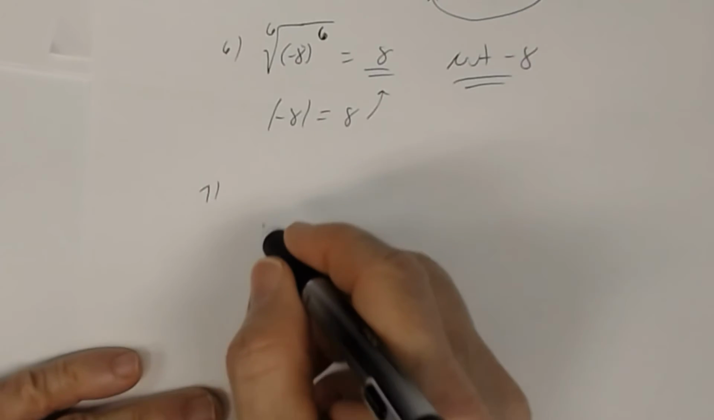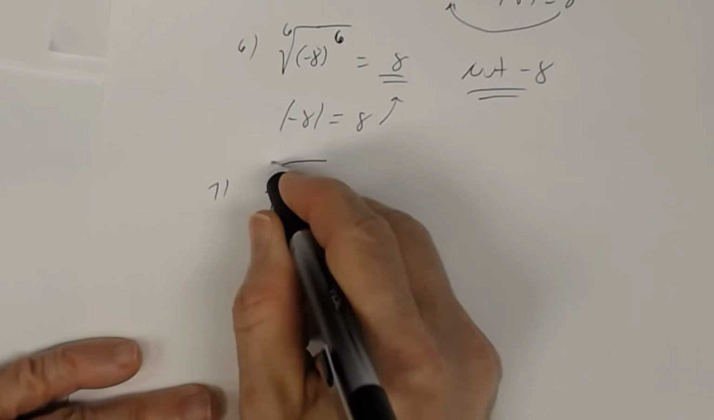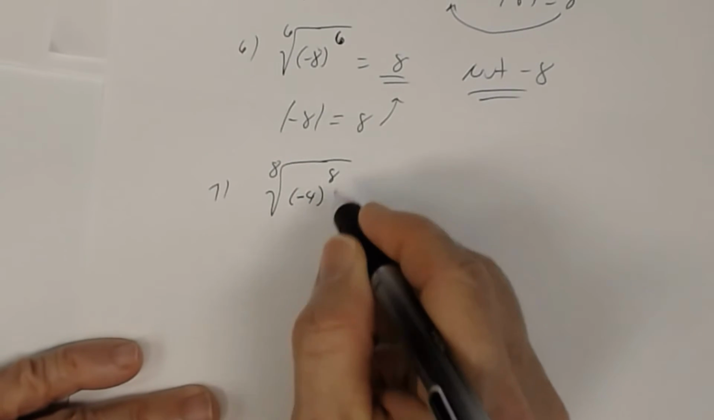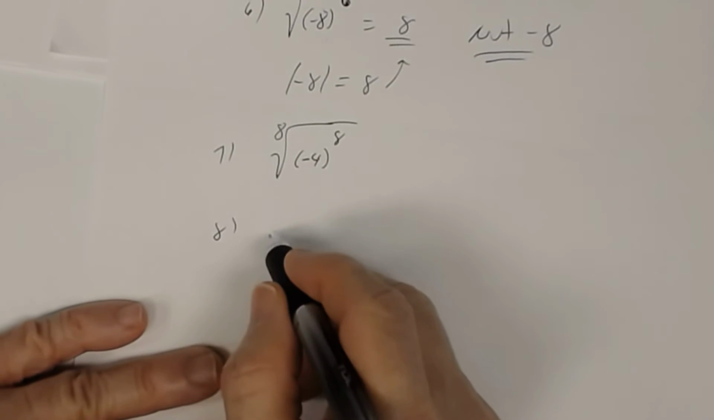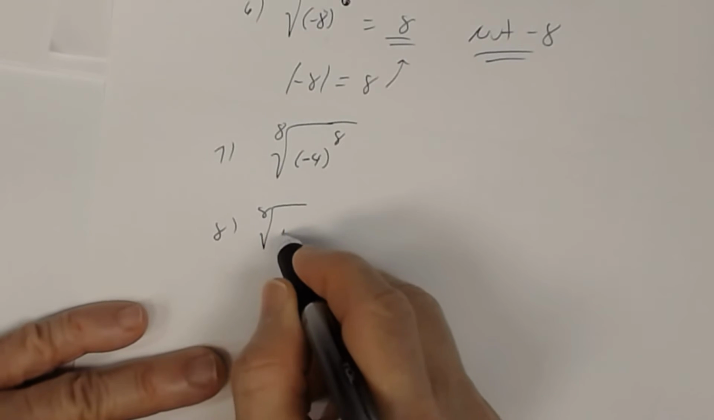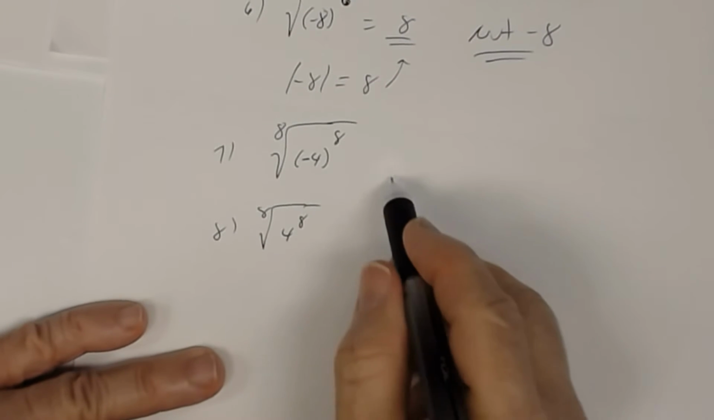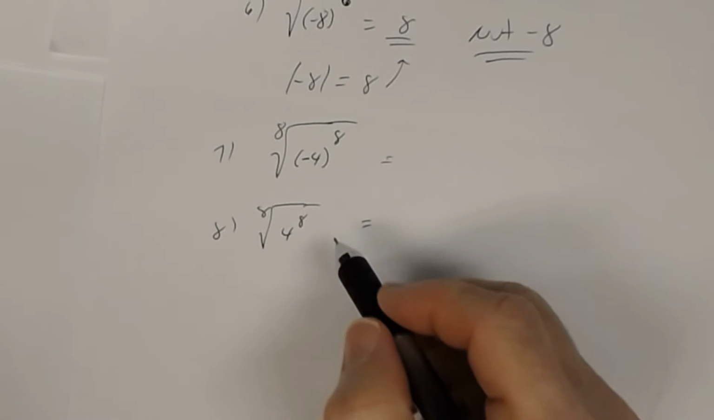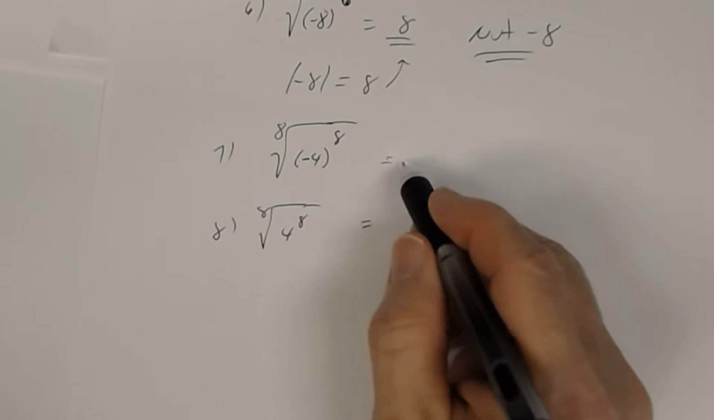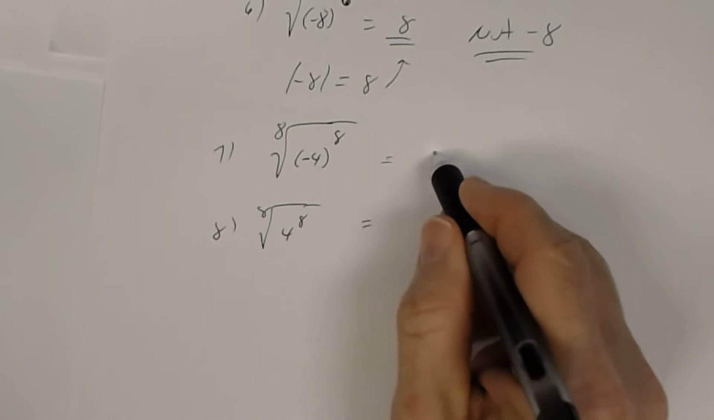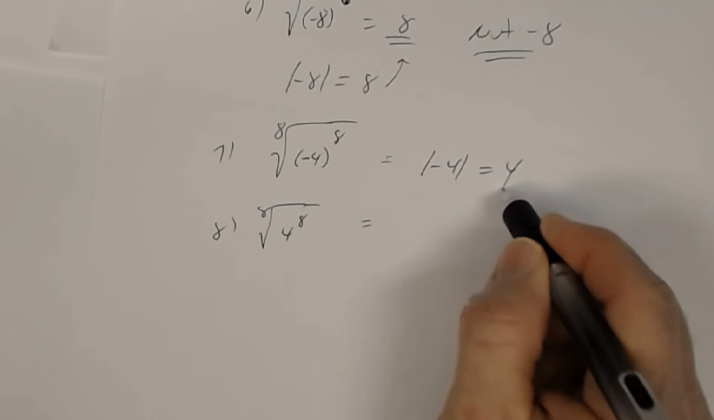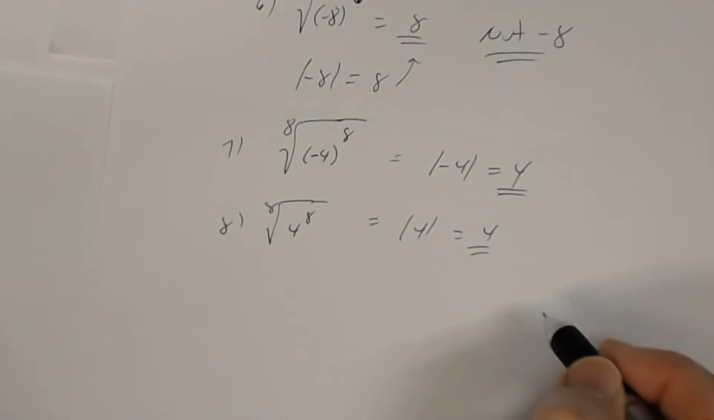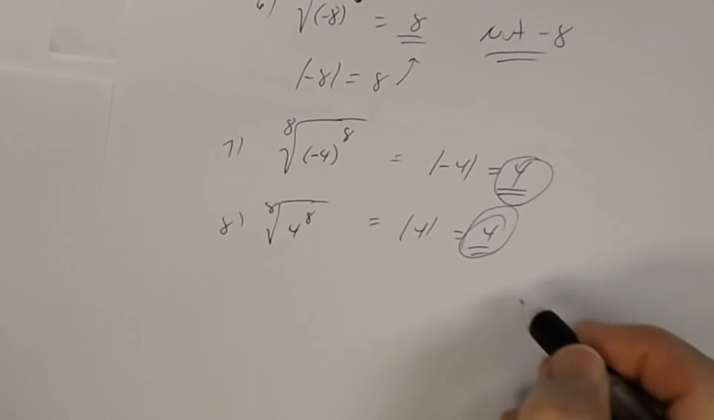So number 7, if I have the 8th root of negative 4 to the 8th power, and number 8, if I have the 8th root of 4 to the 8th power, what do you think the answer is for both? Well, right away, you know the answer for both is 4, right? Because you're taking the absolute value of negative 4 here, which is 4, and you're taking the absolute value of 4 here, which is also 4. So the answer is 4 in both cases.